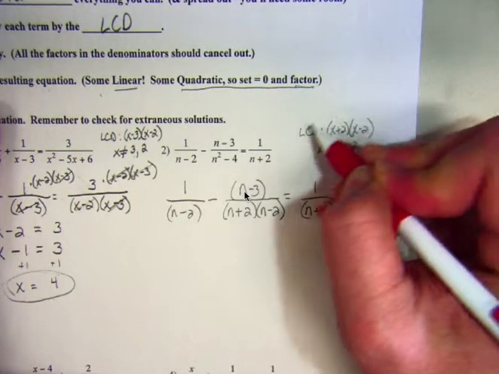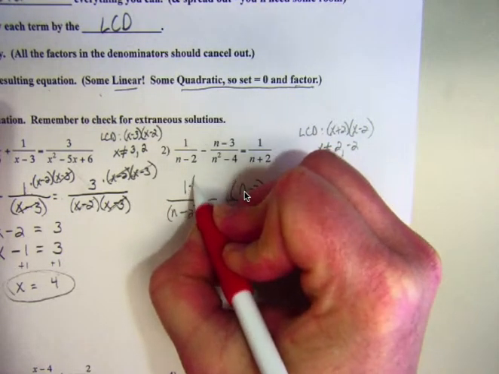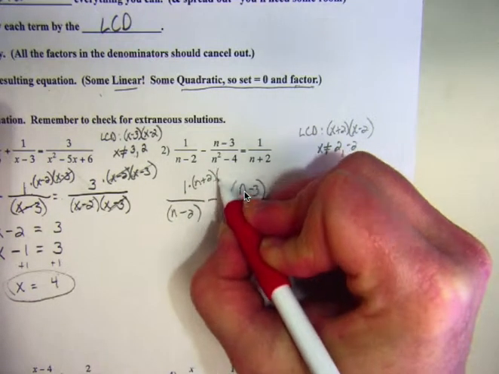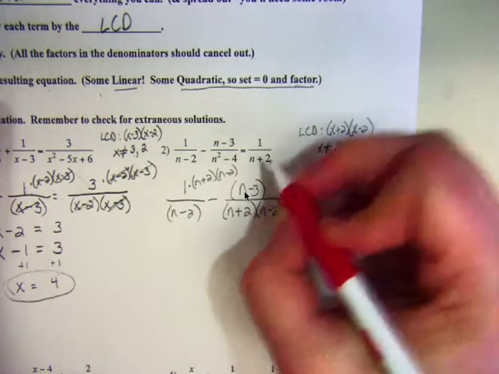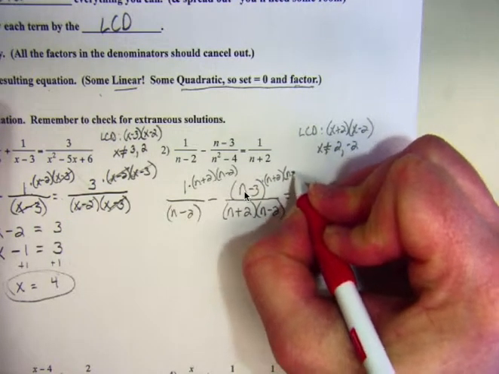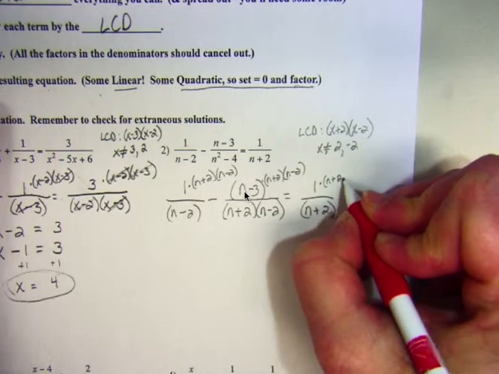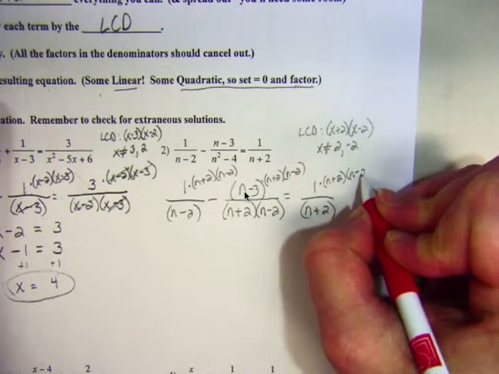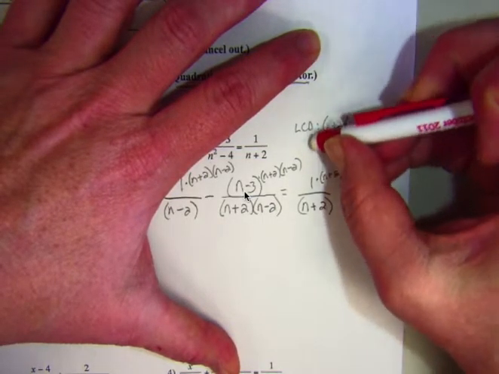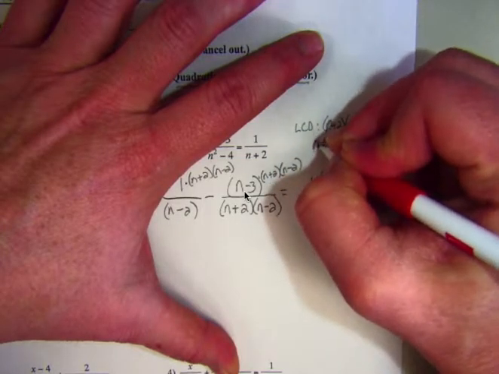So I'm going to multiply each term by my least common denominator. So times n plus 2, n minus 2, times n plus 2, n minus 2, and times n plus 2, n minus 2. Yeah, sorry about the x's. You know how I am with my variables.